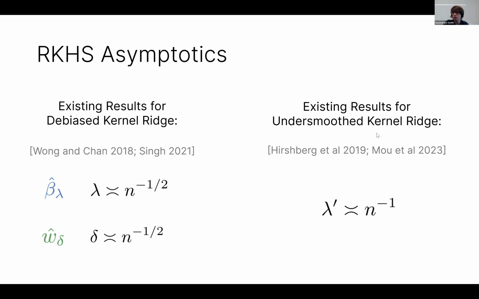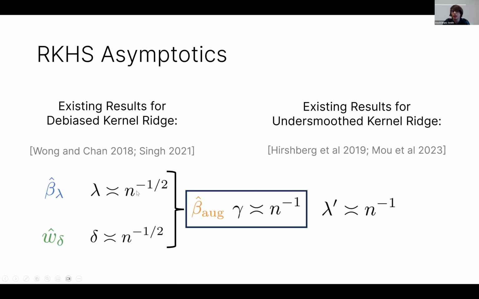There's a separate literature that does undersmoothed kernel ridge. So it's when you have some particular ATE type estimand, you fit a kernel ridge outcome model, but instead of doing cross-validation, you set lambda prime equal to something that shrinks as 1/n. So you use much less regularization than you normally would. It turns out you can prove that this also converges to an asymptotic normal distribution.